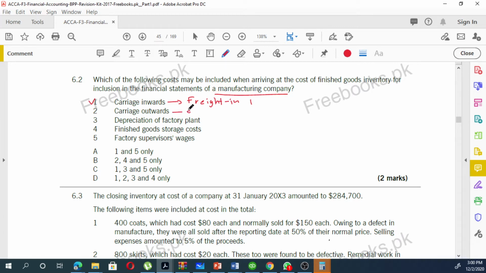Carriage outward, this is distribution cost, so it is not included. And the depreciation of the factory plant, yes, this is also overhead cost, and this is also a part of the cost of the inventory for a manufacturing company to manufacture products. Finished goods storage cost. This is not. This is also about operating expenses, related mostly to distribution expenses. It's not a cost. And factory supervisors' wages. So this is also overhead costs, and this is also included. So this is included. This is included. 1, 3 and 5. So in this case, our answer is C.